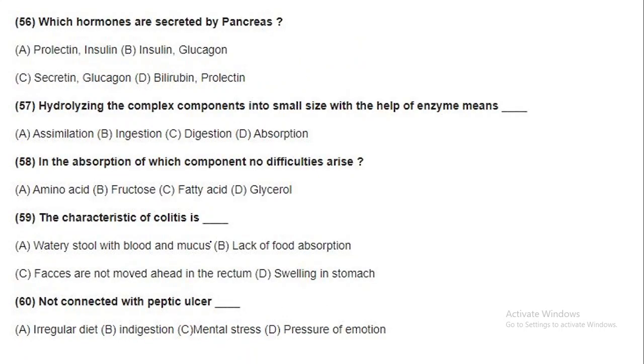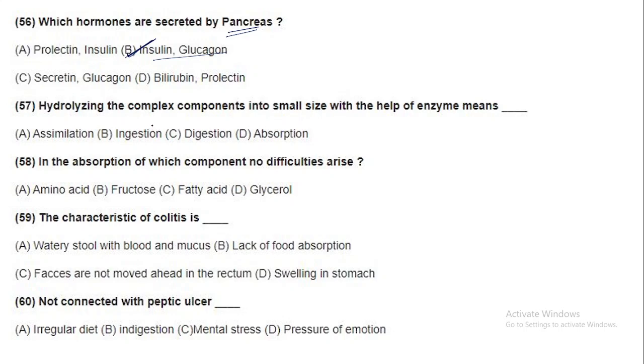Going ahead. Which hormones are secreted by pancreas? Is it prolactin and insulin? Insulin is a hormone, yes. Insulin and glucagon, secretin and glucagon, bilirubin and prolactin. So the right option is insulin and glucagon. Again, this in detail will be studied in the endocrine chapter. Here I haven't covered much, but I'm sure this is a very basic question which you can answer.